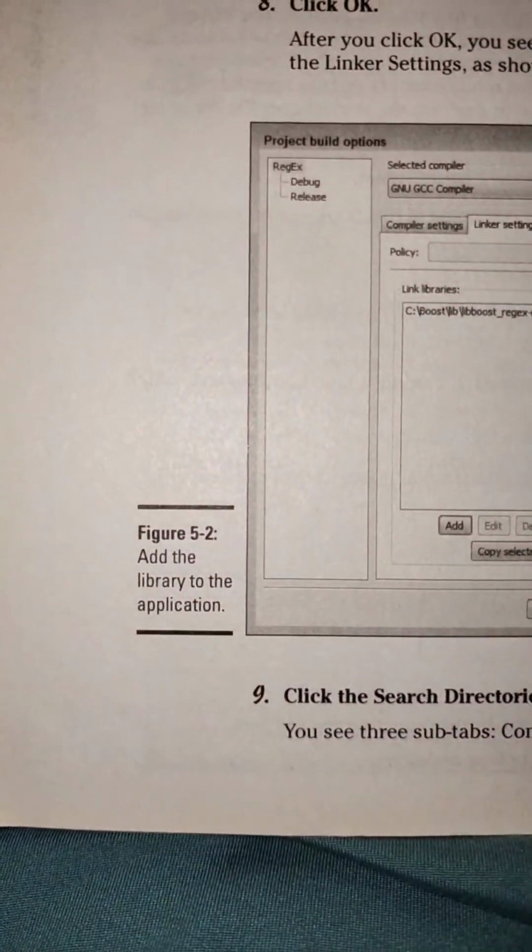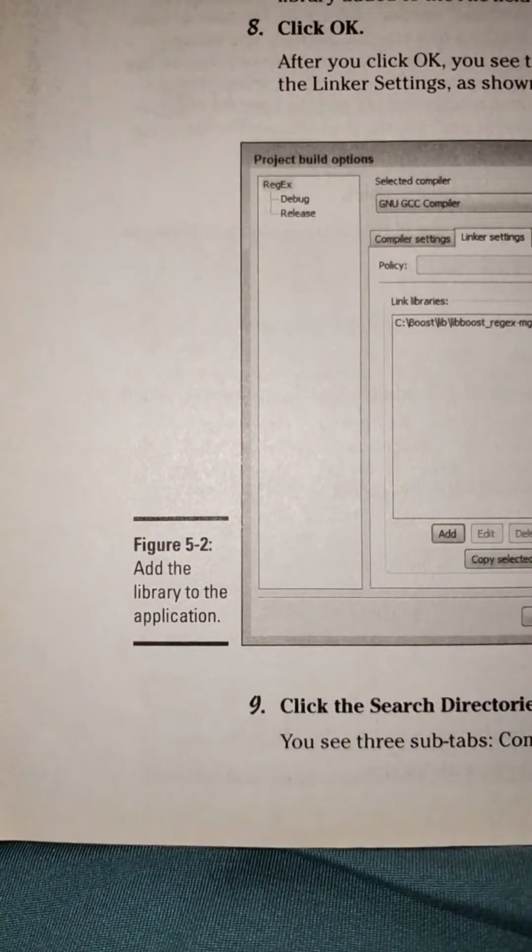-mgw47-mt-1 library added to the File field of the Add Library dialog box. 8. Click OK. After you click OK, you see the absolute path for the library added to the linker settings as shown in Figure 5-2. Figure 5-2: Add the library to the application.